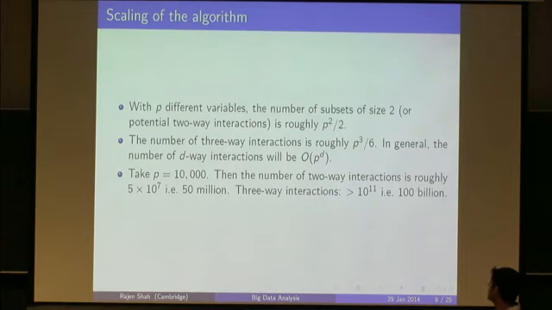So for example, if p was 10,000, then the number of two-way interactions is going to be around 50 million, and three-way interactions 100 billion. You look at larger and larger sets, and you can see things are going to start to get quite bad for your computer.